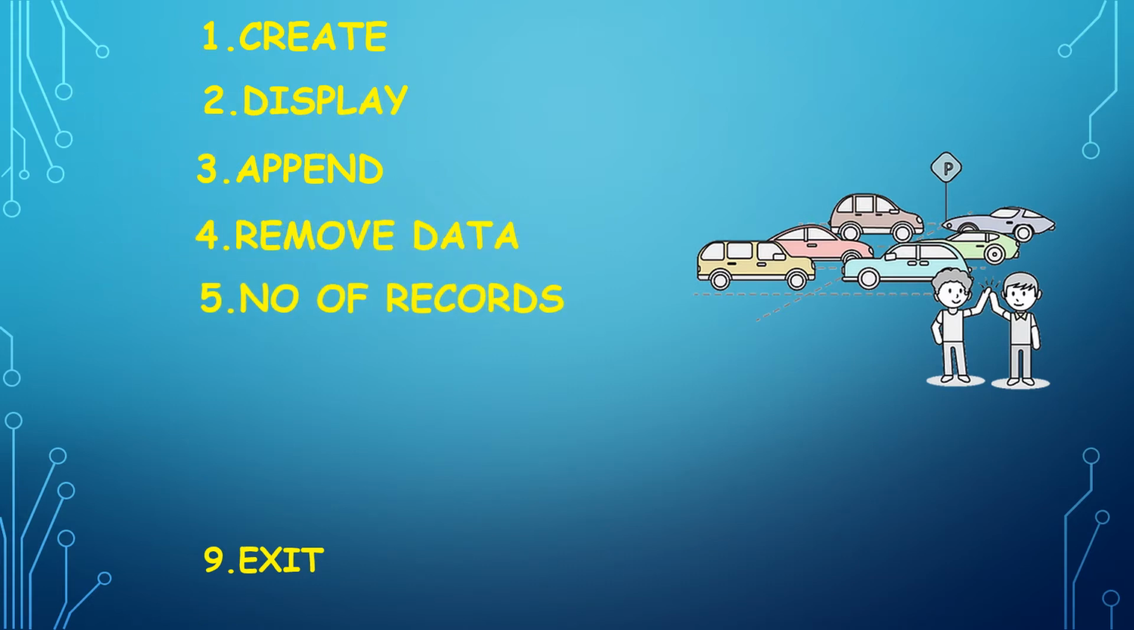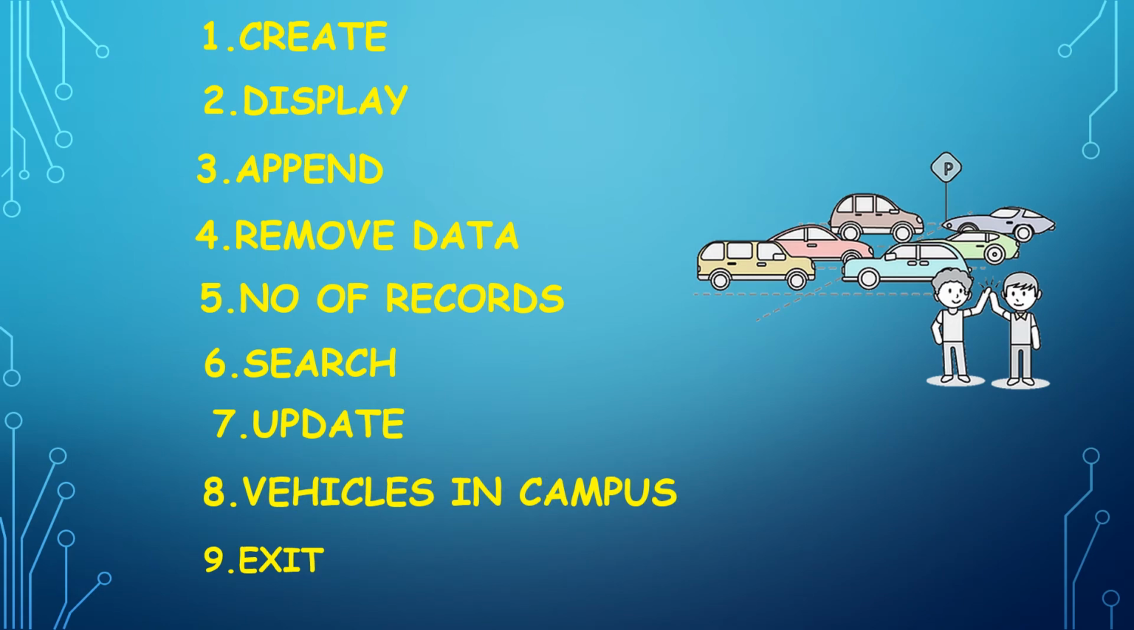Number of records, like how many vehicles have entered into the college so far. So those are the things that are used in the vehicle management system to write the code. Search also, to search the vehicle number, whether it has entered or not, whether it is in the campus or not, every piece of information regarding it. Then update, like if we have entered some data wrong, then we want to update it, so we can update it. Like at the end of the day, how many vehicles have stayed in the campus, like they have not exited from the campus. So we can know all these by using this vehicle management system code.